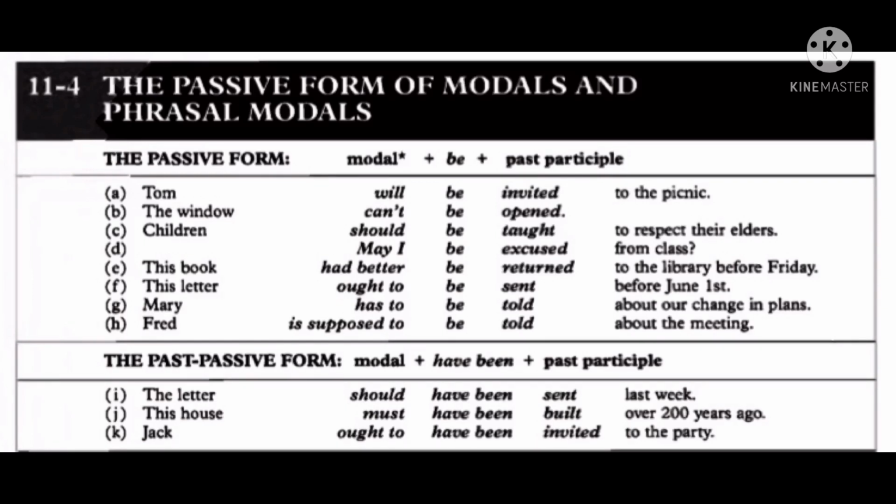The past passive forms: modal plus have been plus past participle. The letter should have been sent last week. This house must have been built over 200 years ago. Jack ought to have been invited to the party.